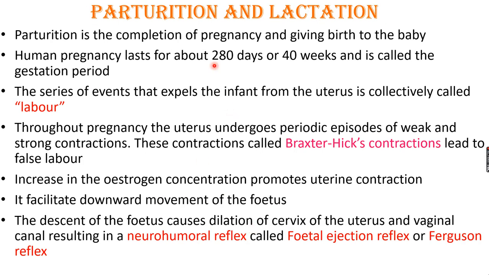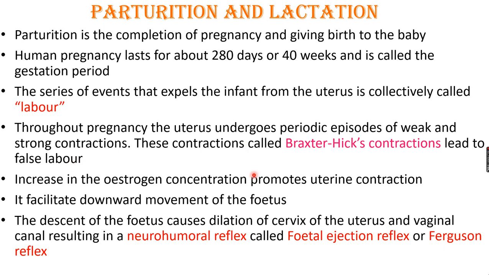Now, parturition and lactation. What is parturition? Completion of pregnancy, giving birth to the baby, is called parturition. Human pregnancy lasts for 280 days, about 40 weeks. It is called the gestation period. After the completion of 40 weeks, the series of events that expel the baby or infant from the uterus is called labor pain. Throughout the pregnancy, the uterus undergoes a number of weak and strong contractions. It is not the labor pain. These contractions are called Braxton Hicks contractions, a false labor pain.